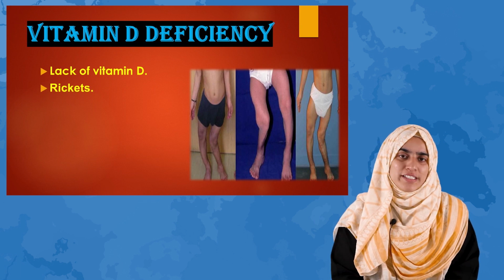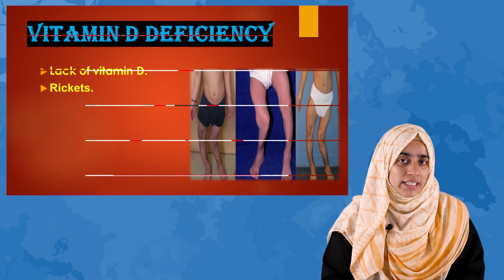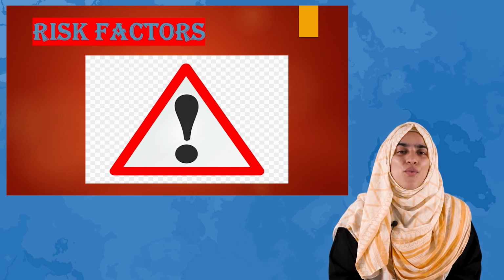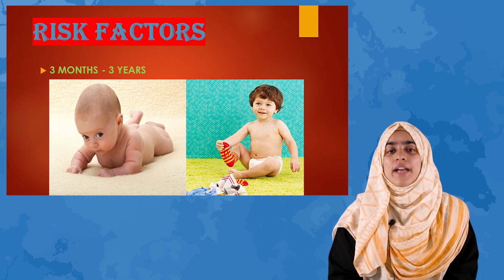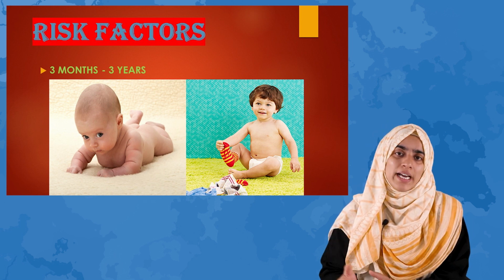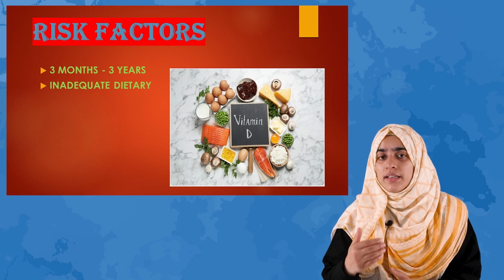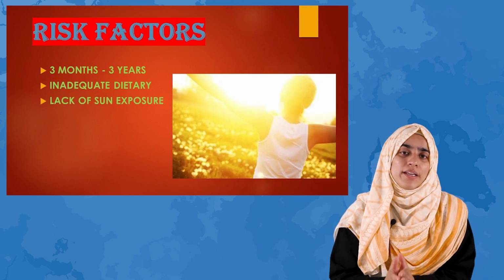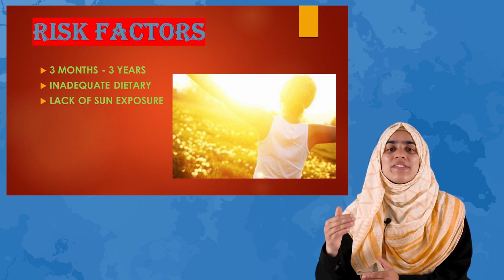This vitamin D deficiency can lead to the loss of bone density, which is called rickets. There are certain risk factors which may lead to the deficiency of vitamin D. Children aged three months to 3 years are at higher risk because this is the period of growth and development. There can be chances when there is an inadequate intake of dietary vitamin D.